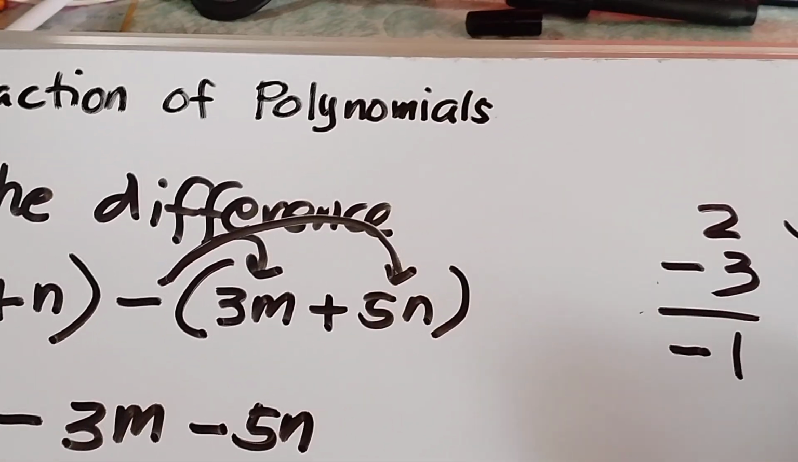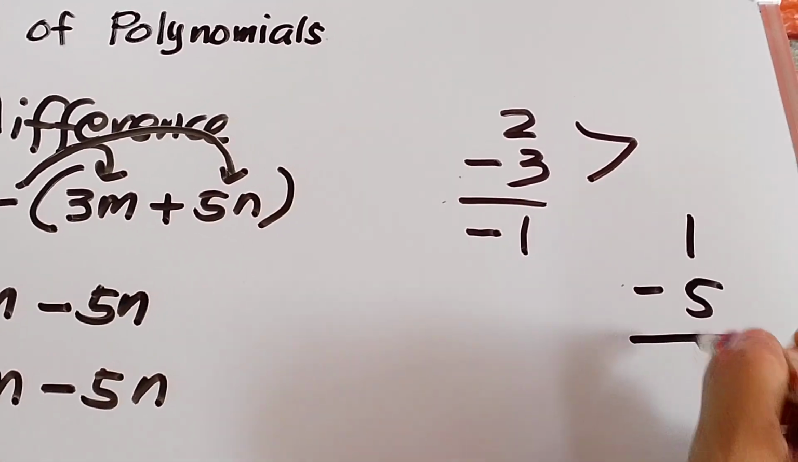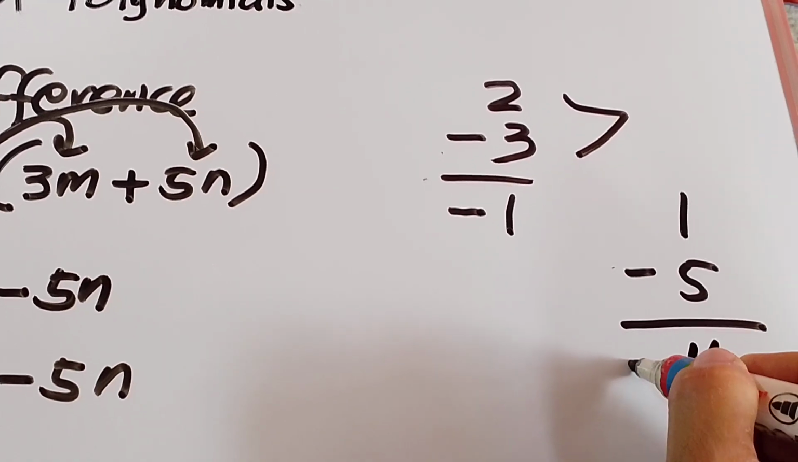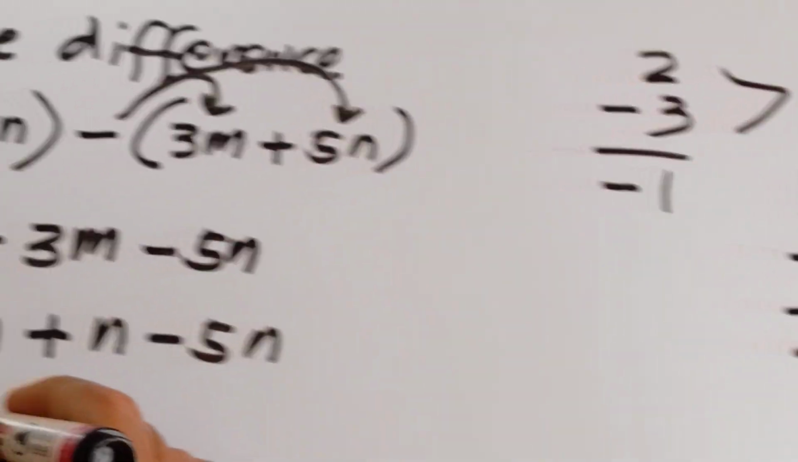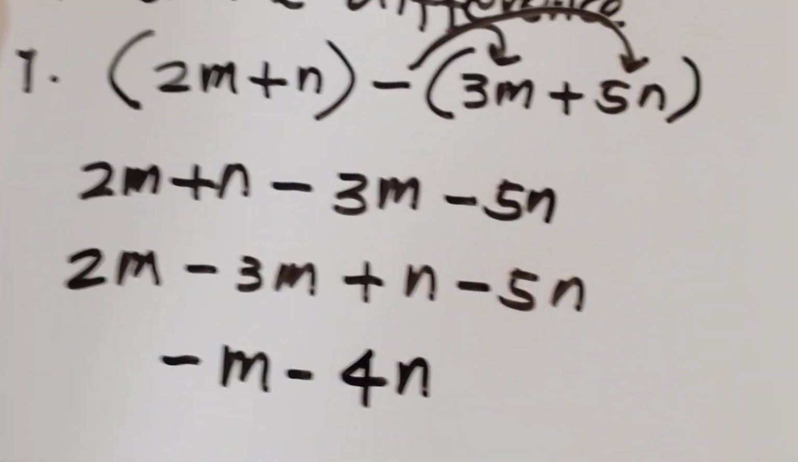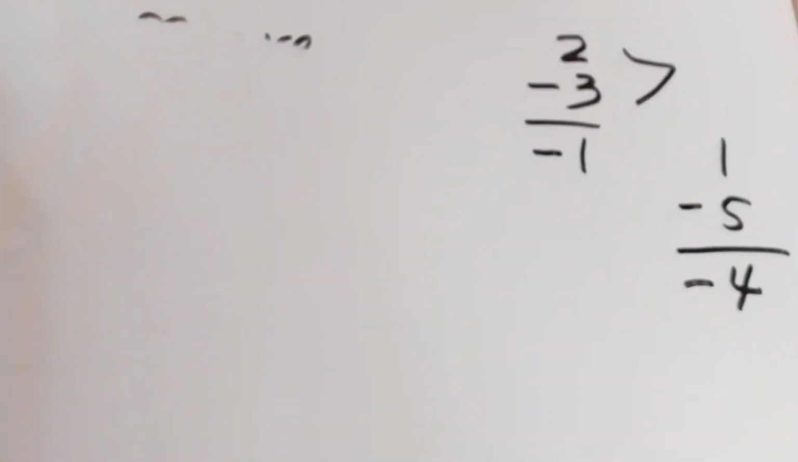Then the same with 1 minus 5. Unlike signs, so we use subtraction. 5 minus 1 is 4. Since 5 is greater than 1, the sign will be negative 4. So this will be minus 4n. So that is the number 1 answer. Now let's go to number 2.